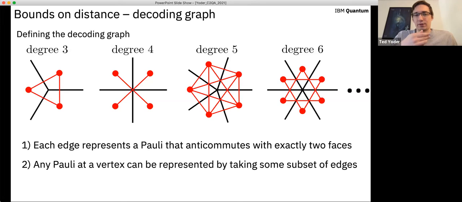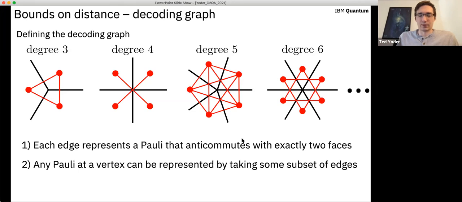So the idea here is that the edges are representing Paulis that anti-commute with exactly 2 faces. And the fact that the decoding graph looks like this around the vertices is a consequence of our enforcement of the cyclically anti-commuting list that defines our stabilizers.